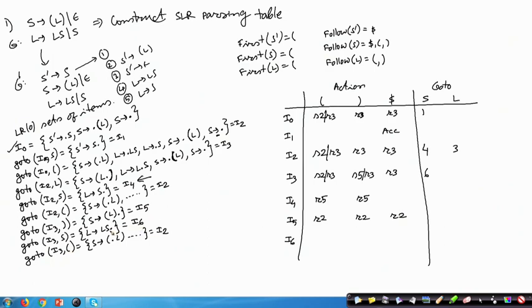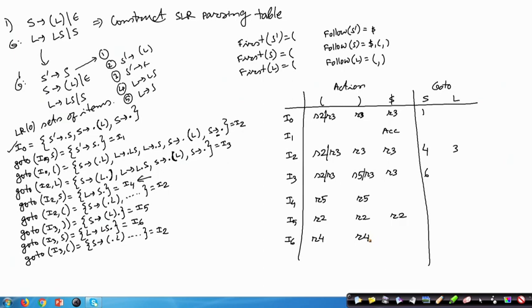Now, come to I6. I6 has got L S dot, that is rule number 4, and there I have the follow set of L, which is open parenthesis and close parenthesis. So, I have to reduce by rule number 4 and reduce by rule number 4.